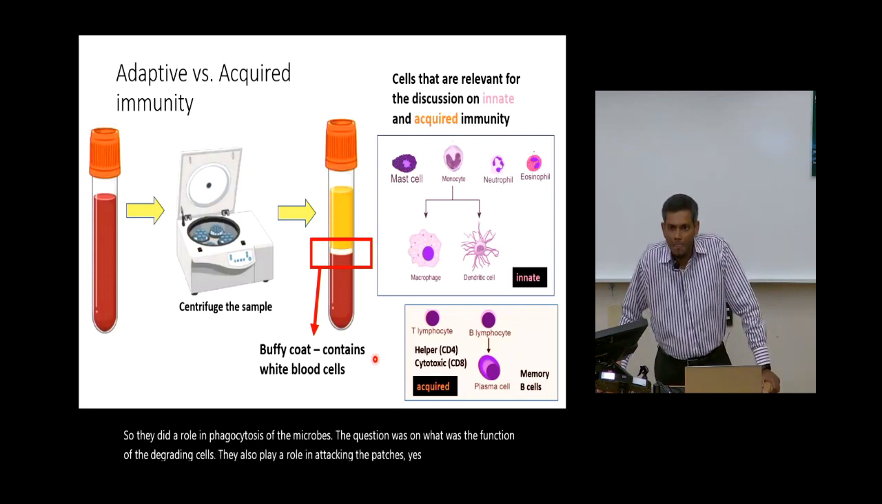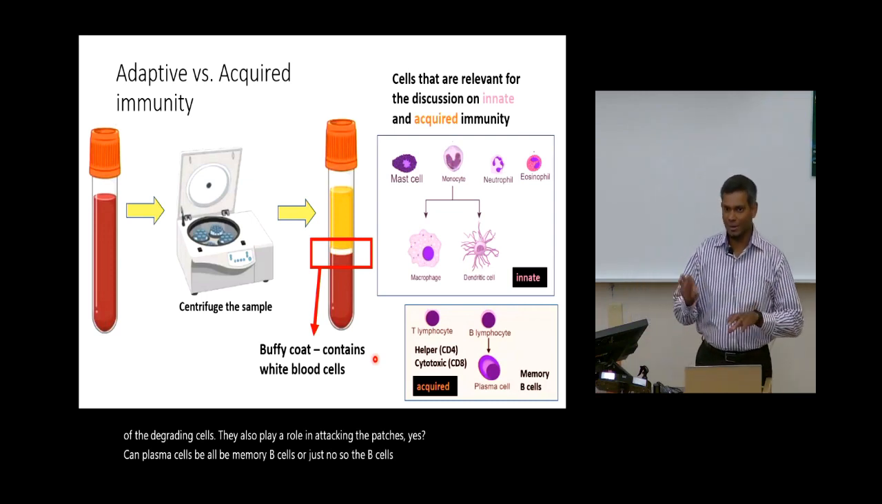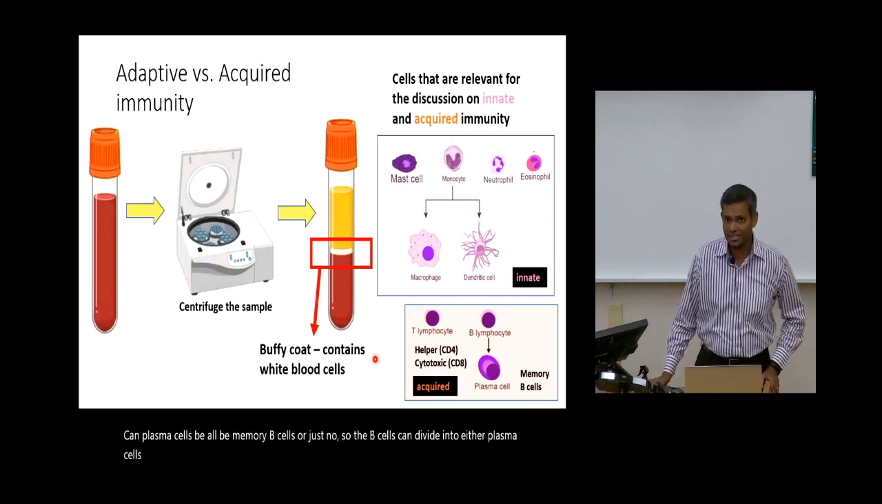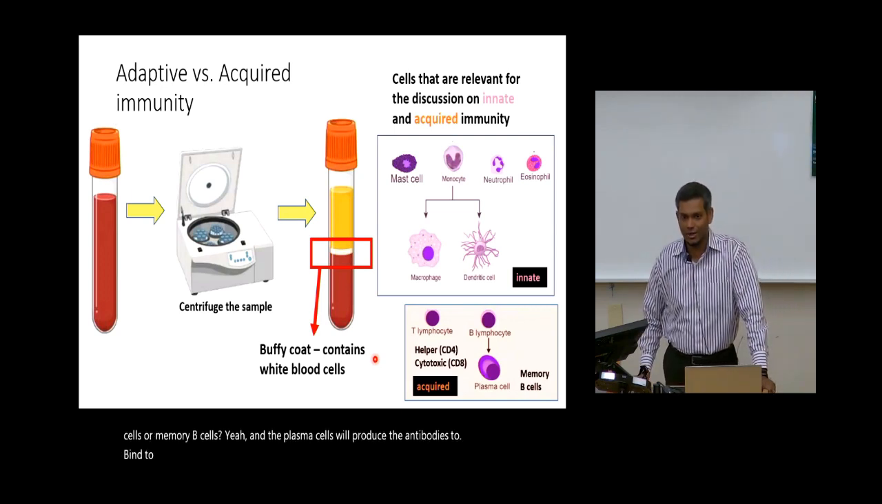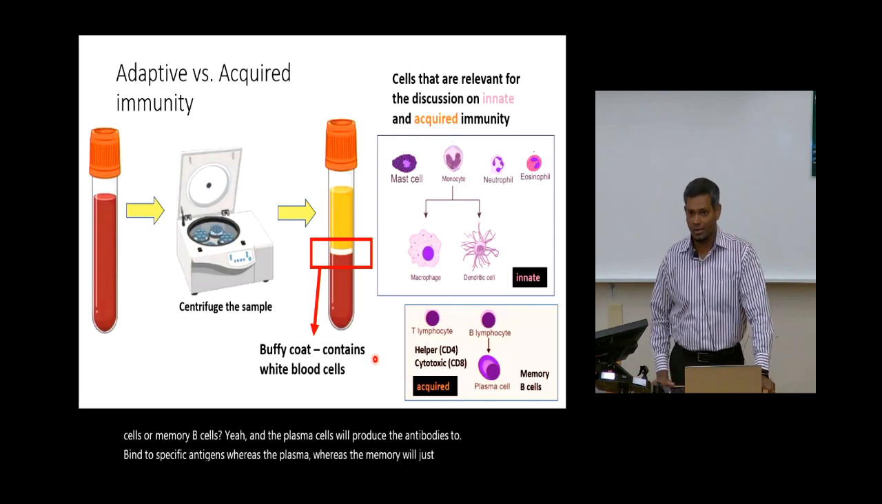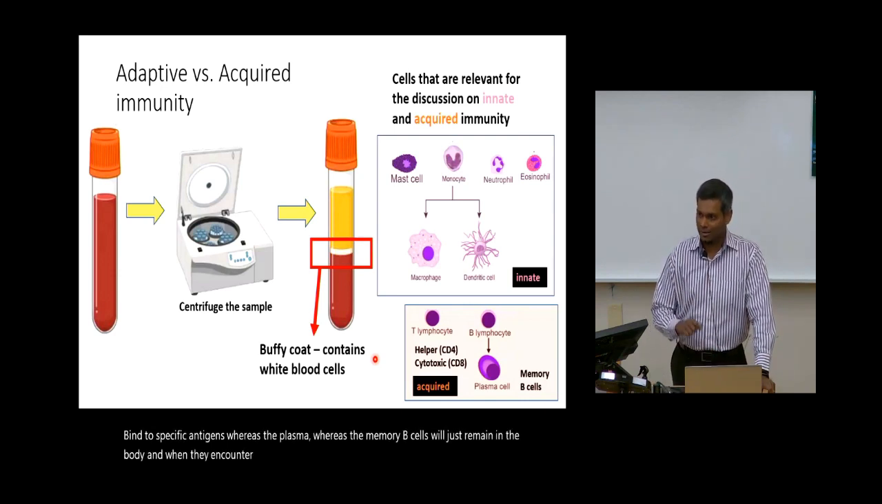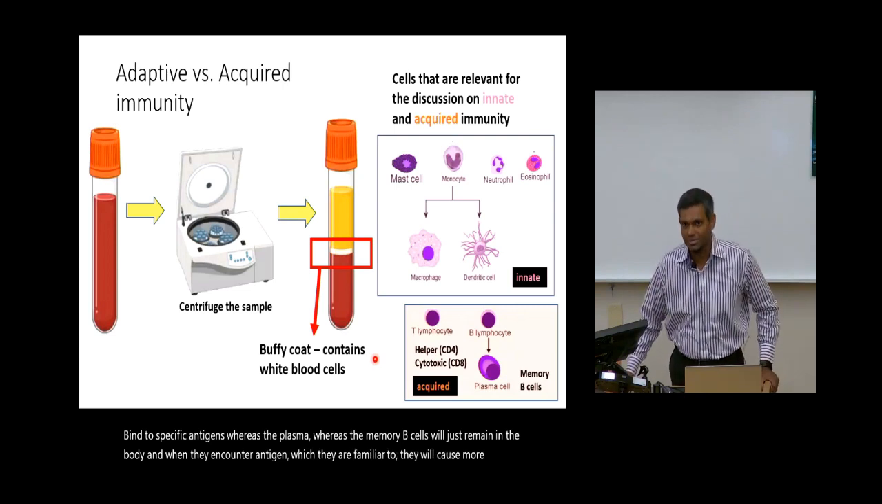Yes? Can plasma cells all be memory B cells, or just some of them? No, the B cells can divide into either plasma cells or memory B cells. The plasma cells will produce the antibodies to bind to specific antigens, whereas the memory B cells will just remain in the body, and when they encounter an antigen which they are familiar with, they will cause more plasma B cells to be produced.